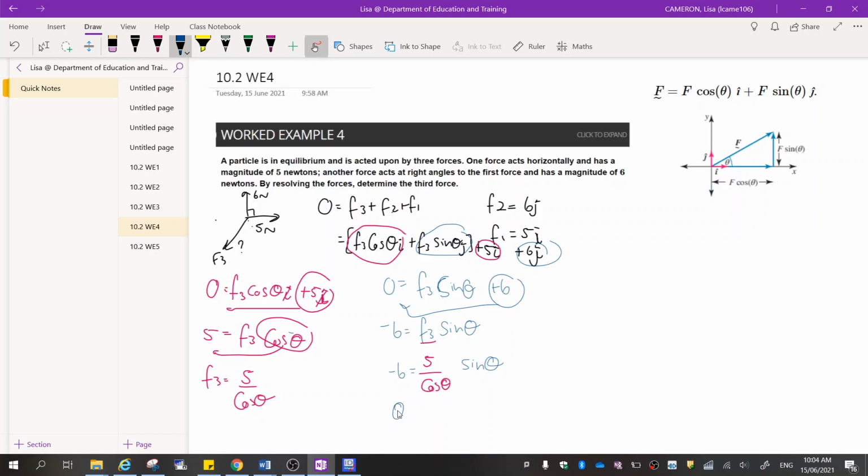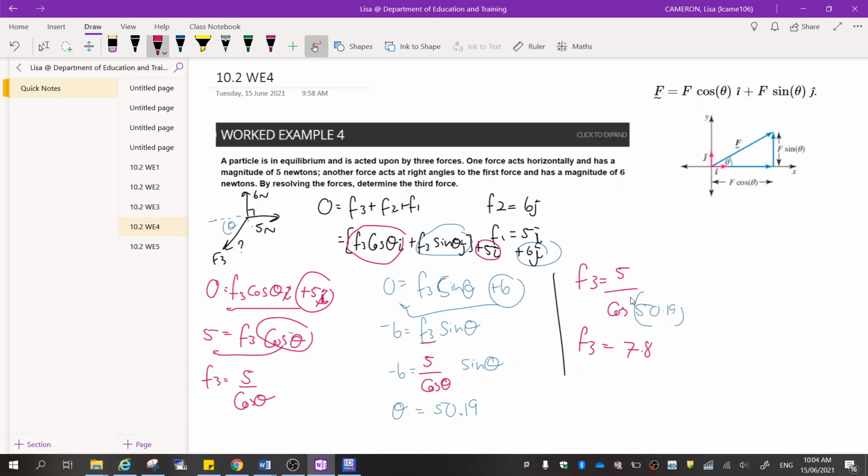So this will give you that theta is equal to 50.19, and that's going to be the angle that it makes with the x-axis. This is why it's good to always think about it in terms of the angle it makes with the x-axis. Now that I've got that angle, I'm going to throw it back in here to find out what my magnitude is. So F3 equals 5 divided by cos of 50.19 degrees. And that's going to give me that F3 is equal to 7.8.